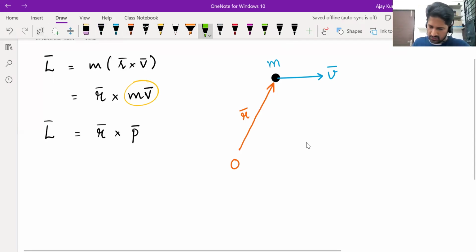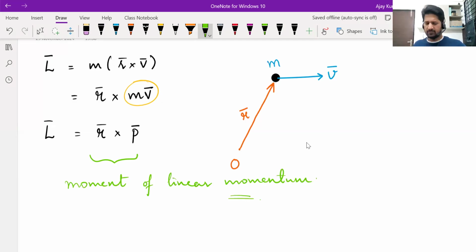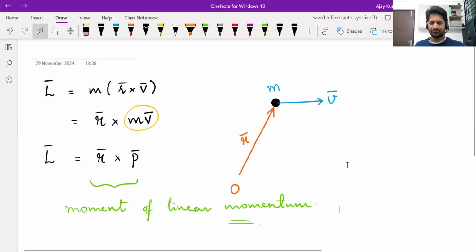Now, when you take position vector cross momentum, we call it moment of linear momentum. So you can define angular momentum like this. It is the moment of linear momentum. So r cross p. Whenever you take position vector cross some quantity, we call it moment of that quantity. So angular momentum becomes the moment of linear momentum. Fine. So last class we even solved problems based on angular momentum of a particle about a given point.